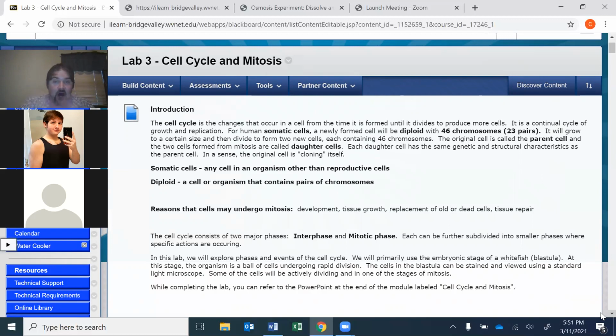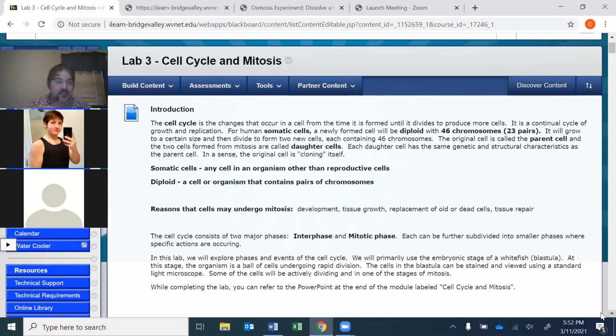Now, all the cells in the body, other than sperm and egg, which are special cells designed to unite and create another human being, are what are called somatic cells. Soma means body, so somatic cells are cells of the body, or cells that form the body. All the other cells that we talk about in this class, this semester and next semester, except for sperm and egg, are called somatic cells.